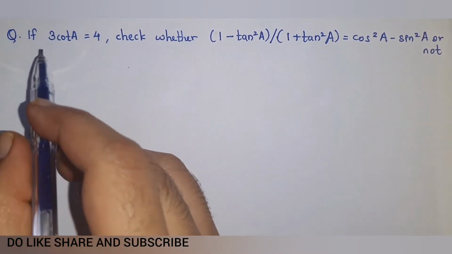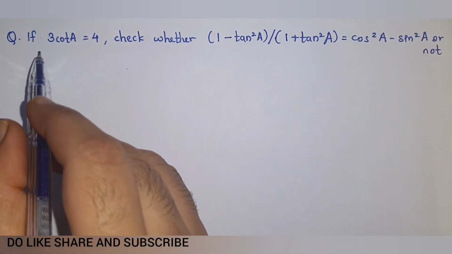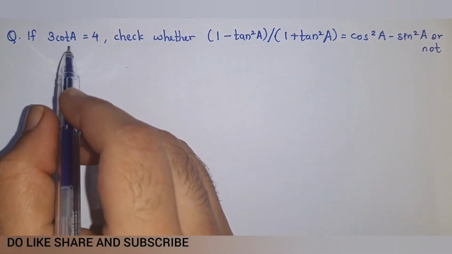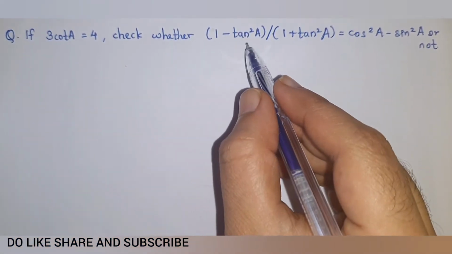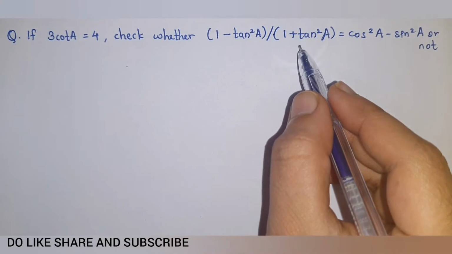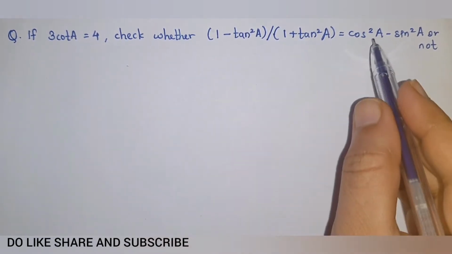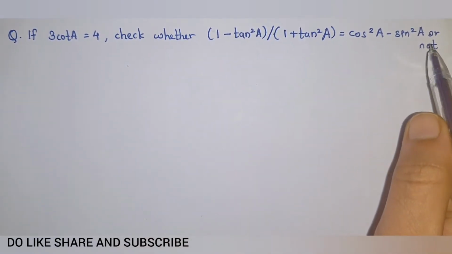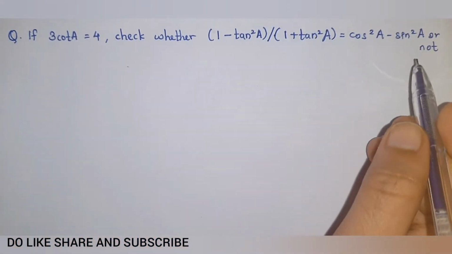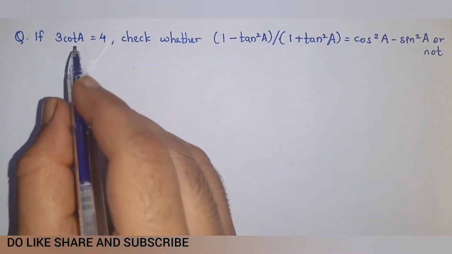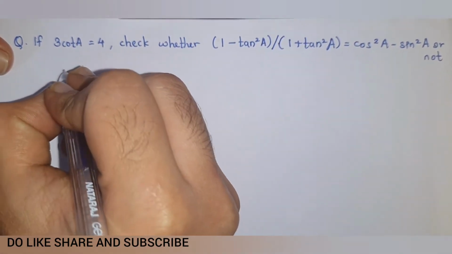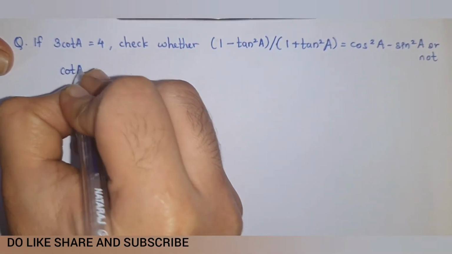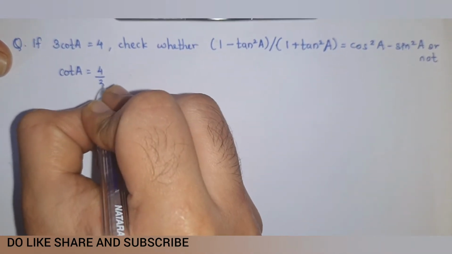Now we are going to have this question. If 3 cot A is equal to 4, check whether (1 minus tan square A) divided by (1 plus tan square A) is equal to cos square A minus sin square A. This is true or not. So we are having the value of cot A. Cot A is equal to 4 by 3.